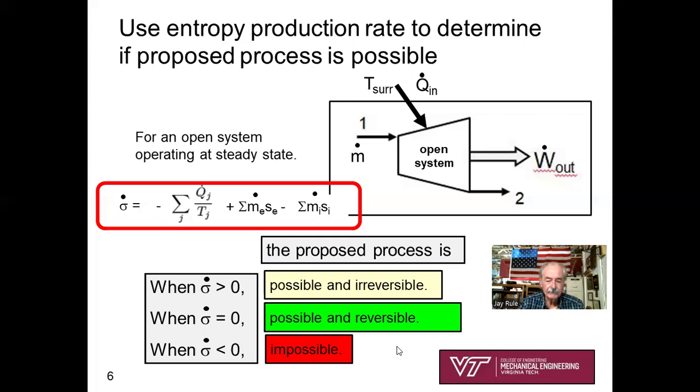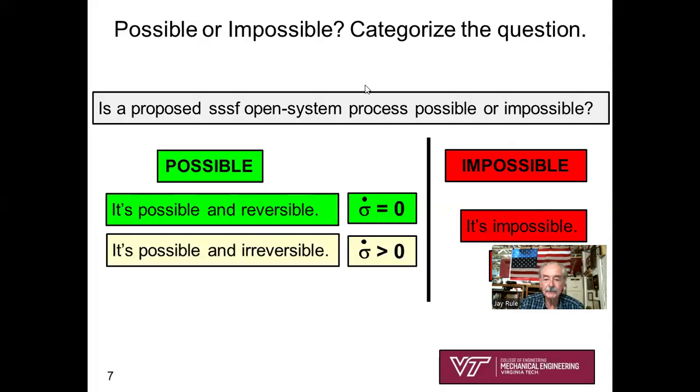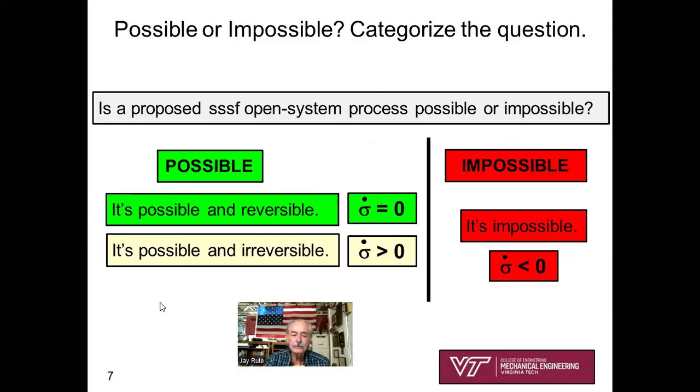So this is a way to put it all together and relate entropy production rate, which will be some numerical value, kilowatts per degree K, to the second law of thermodynamics, saying what's possible and reversible, and what is just flat impossible. It's so important that I wanted to create another slide that reduces the word count.